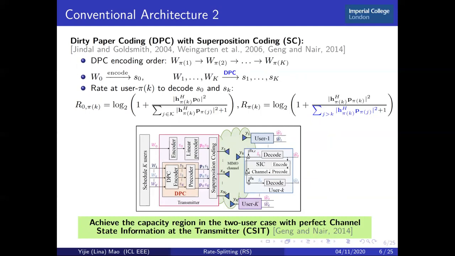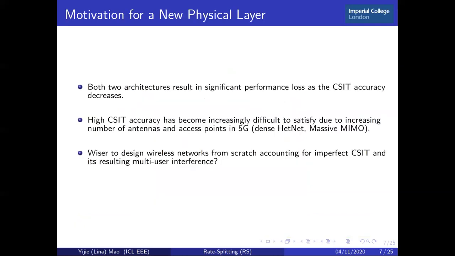Such a DPC-assisted strategy has been proved to achieve the capacity region of non-orthogonal unicast and multicast transmission where there are 2 users in the system and the transmitter knows perfect channel state information of the users. Both conventional strategies that I mentioned previously require the transmitter to know perfect channel state information of the users. Their performance drops quickly as CSIT decreases.